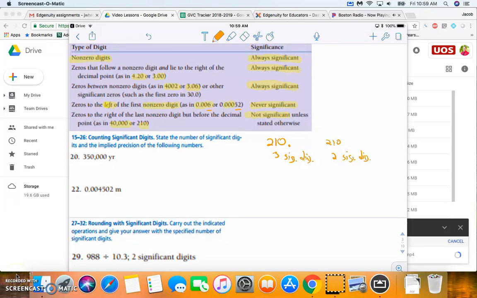Okay, we're looking at part 2 of Unit 3C and dealing with uncertainty. So we've just talked about significant digits. Now we want to state the number of significant digits in numbers 20 and 22 and the implied precision of the following numbers. So the first number, 350,000 years.